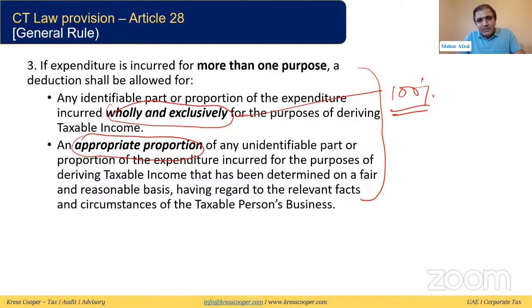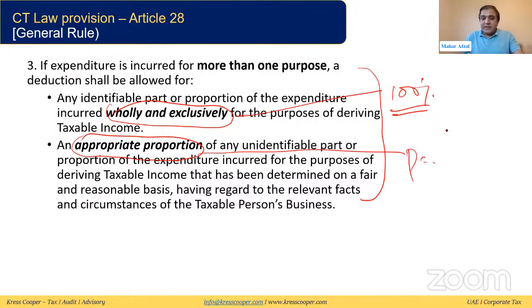What will be the basis to allocate the expenses? It might be a different basis: taxable supply, area, or units. They will give some basis in the corporate tax regulations. So common expenditure will be allocated between the taxable person and any other person on a reasonable and fair basis, and these expenses will be claimable proportionately. So these will be partially allowed.